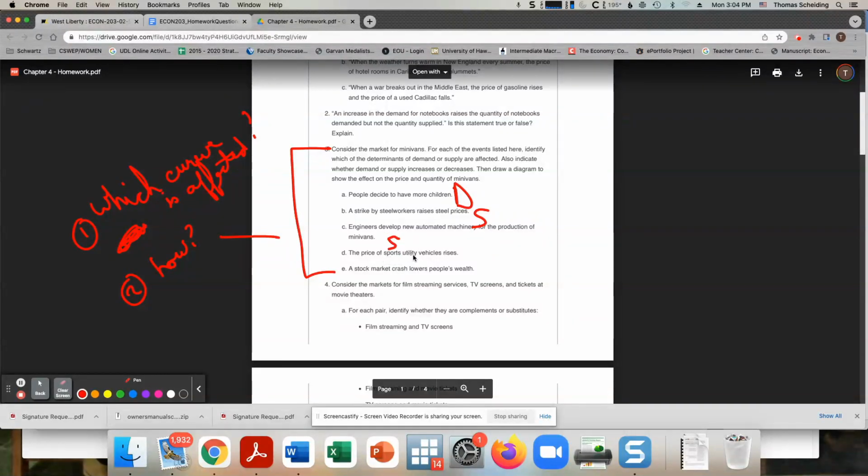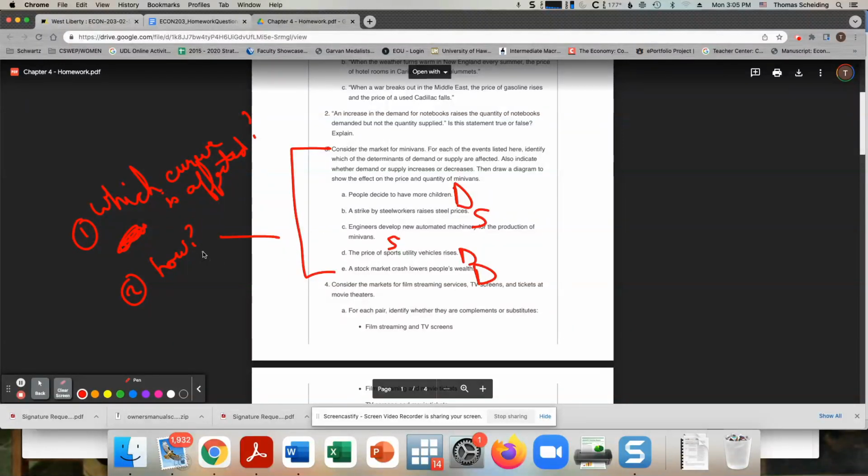The price of sport utility vehicles rises. What's the relationship of a sport utility vehicle to a minivan? Well, those are substitutes for one another. So that's going to be a demand side. Stock market crash lowers people's wealth. Well, that would be the people buying it. So that's going to affect demand.